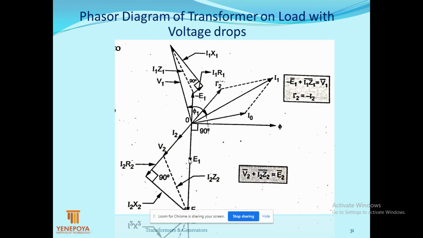How will we get minus E1? Now E1 is here. Minus E1 means we extend the line E1 in the opposite direction with the same angle. Now mark here minus E1. E1 is here, and the opposite, 180 degree phase, is minus E1.